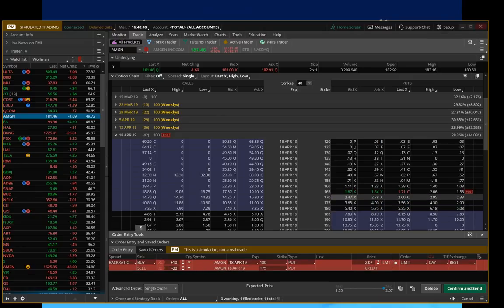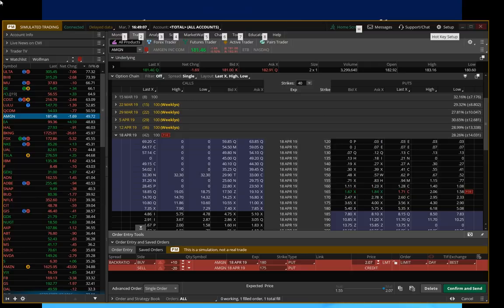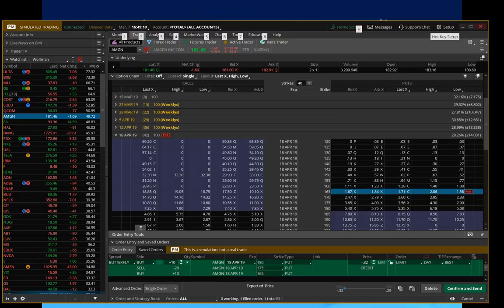And then on a regular butterfly, what do we do? We do the 80, 75, 70, right? So I'd go in there and buy this one. That's your regular butterfly that we talked about. How do I break the wing? Well, I get rid of this strike. How do I get rid of that strike? I sell the 170 puts, and then buy the 165 puts. That's that synthetic short put spread I was talking about.